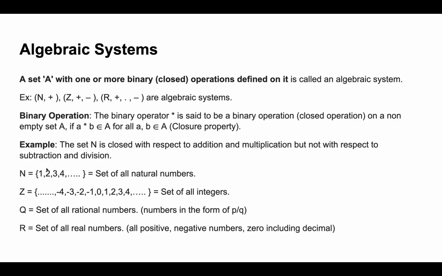Because in subtraction and division, the order is important. In subtraction, suppose I take 1 minus 2 and the answer coming is -1. -1 is not there in the set of natural numbers, isn't it? So what we can say is N is closed with respect to addition and multiplication, but not with respect to subtraction and division. Okay, that is the difference. That is, closure property is very important in case of these algebraic systems.